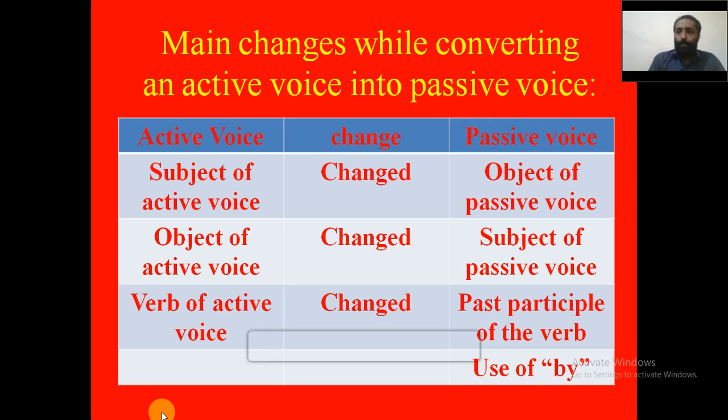Subject becomes the object in the passive voice. Object of the active voice becomes the subject of the passive voice. Verb of the active voice will be past participle of the verb in the passive voice and the use of by.